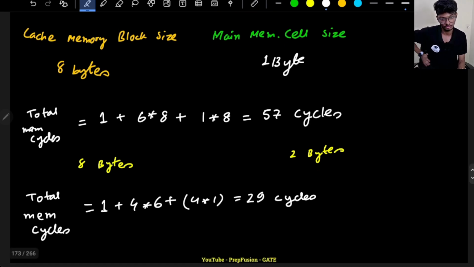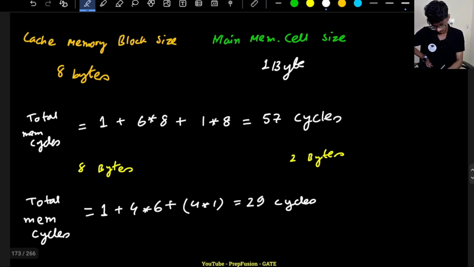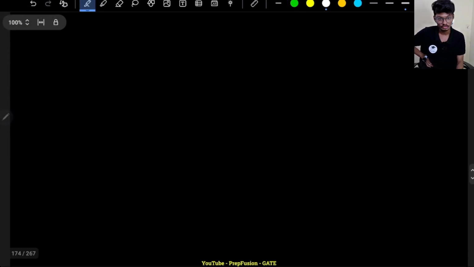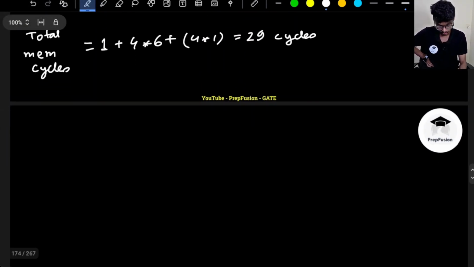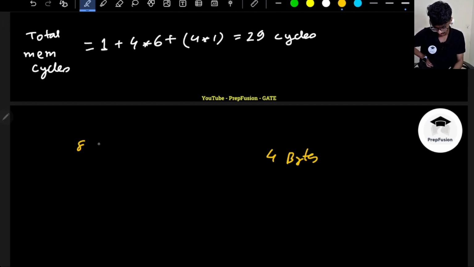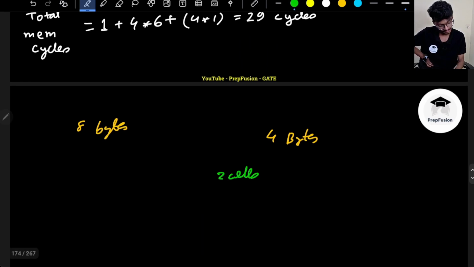Cycles. Okay, so total it will be 29 cycles. Another example, let's assume that each main memory cell size is 4 bytes. So if each main memory cell is 4 bytes and my cache block is 8 bytes, how many cells do I need to transfer? 2 cells. So now the calculation is simple.